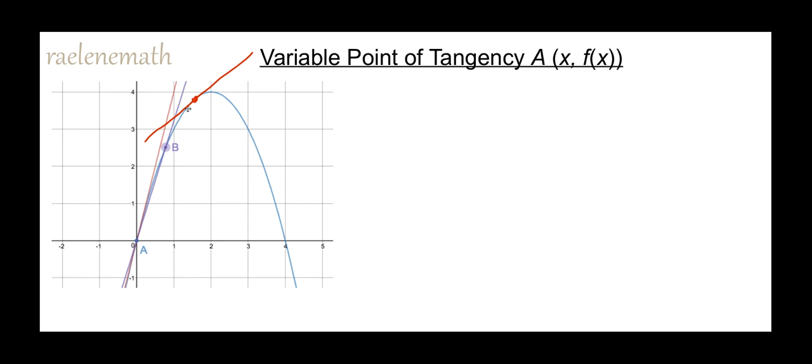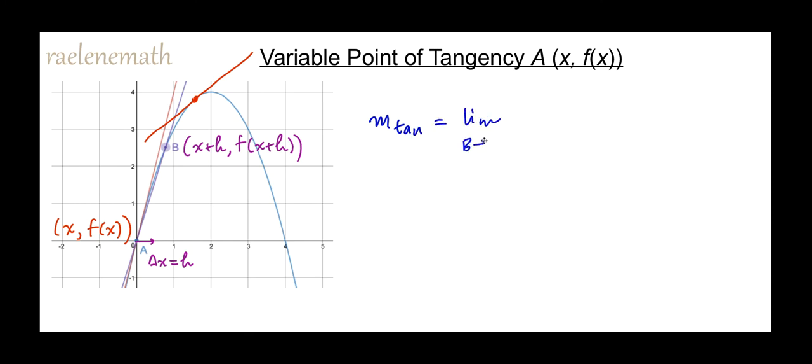And if we do that, we need to allow point A to have variable coordinates, and so we tend to call the coordinates of point A x comma f of x. To generate our second point for the secant line, we go a change of delta x, or h, away from point A, and the x-coordinate is called x plus h, and the y-coordinate is f of x plus h.